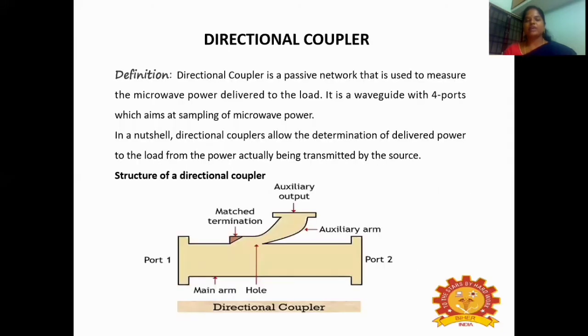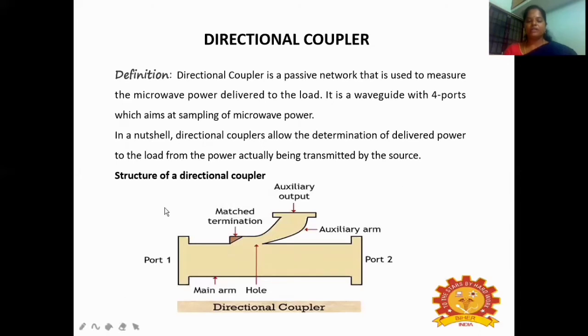So next we are going to discuss directional coupler. Directional coupler is a type of microwave passive device. This directional coupler is a passive network which is used to measure the microwave power that is delivered to the load. So this directional coupler is mainly used for measuring the microwave power which is delivered to the load.